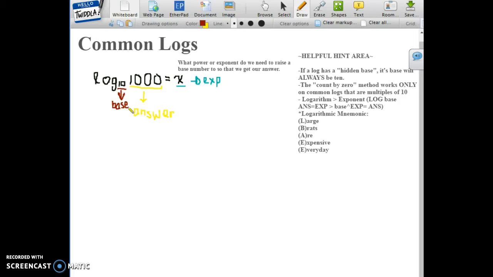In a logarithm, it's easy to remember the order through a simple mnemonic. I personally use "large brats are expensive every day," meaning logarithm, base, answer equals exponent. And that way I can memorize which way a logarithm is set up. So, log base answer equals exponent. Looking at log of 1,000 with the base of 10 equals x, we ask what exponent must we raise 10 to get 1,000?